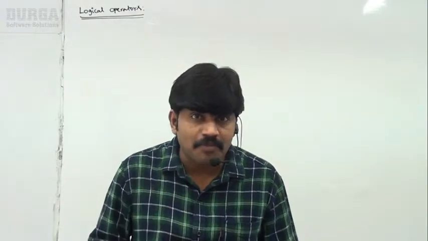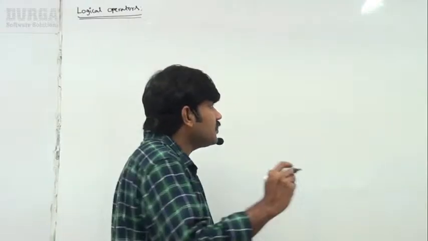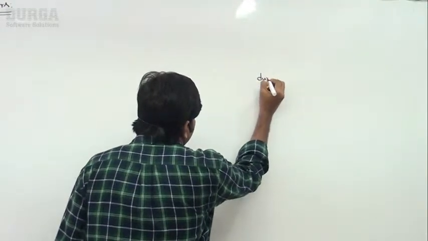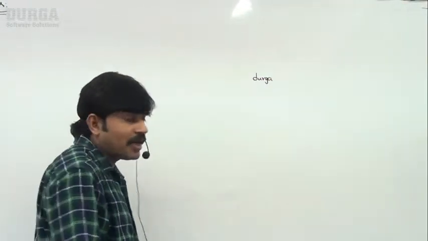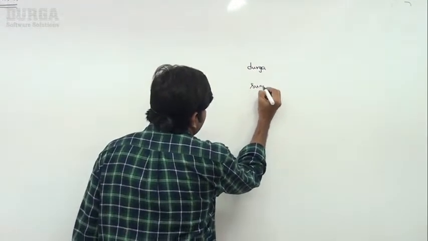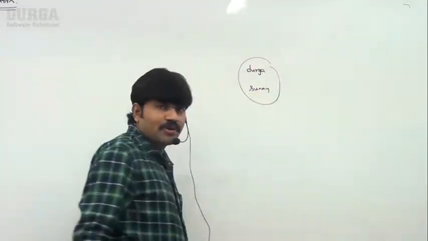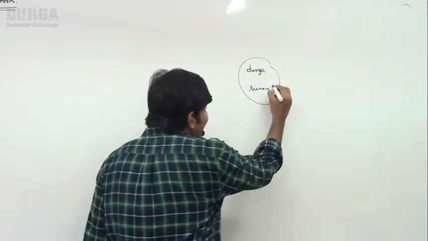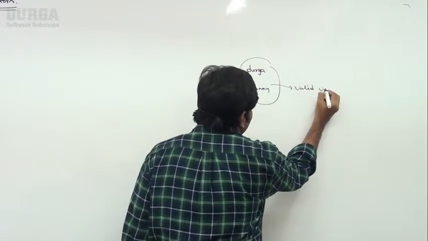Sir, I want to develop a small authentication application with this knowledge. I will read the username and password from the keyboard. Hey user, enter your username, enter your password. I will ask the user to provide a username and password. If the username is Durga and the password is Sunny, then this person is a valid user.